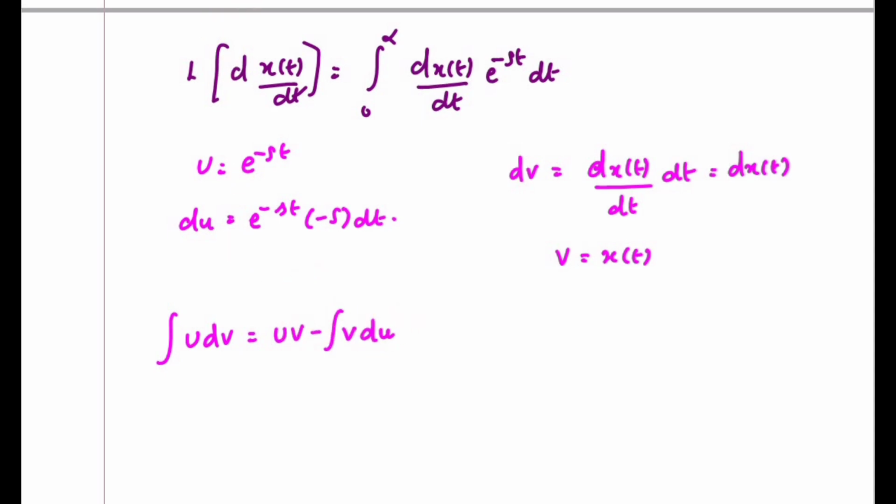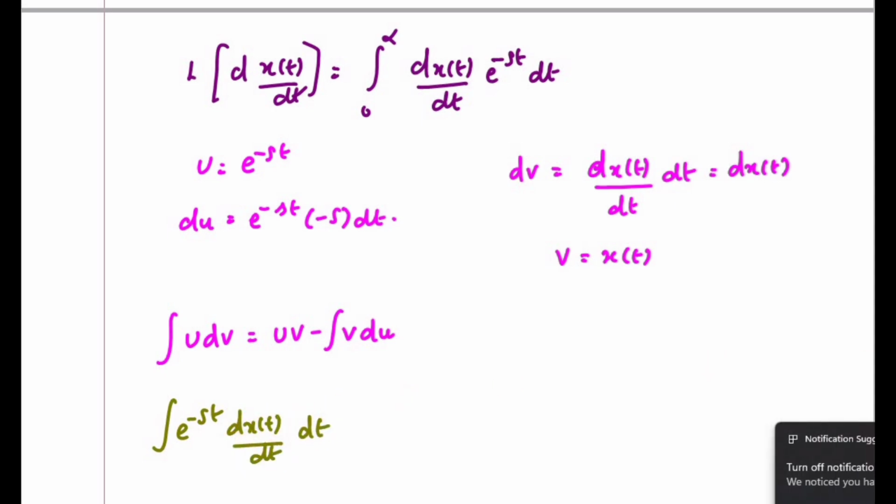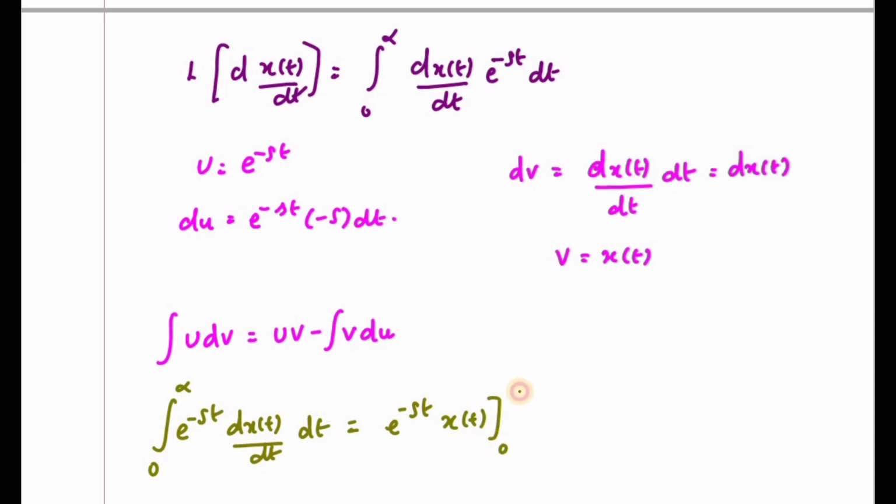What is u? u is e power minus st. dv is dx of t by dt into dt. So you will get this equation from 0 to infinity equal to uv, where u is e power minus st and v is x of t, varying from 0 to infinity, minus the integral from 0 to infinity of v du. Here v is x of t, and du is minus s e power minus st dt.